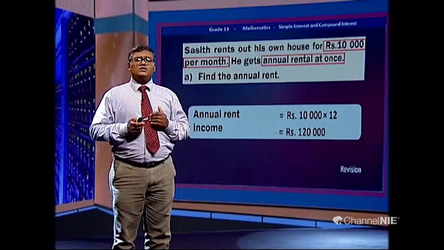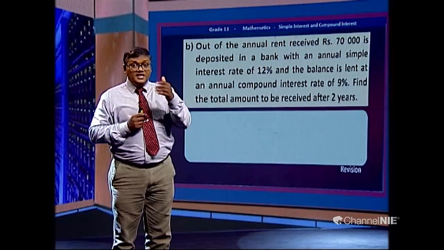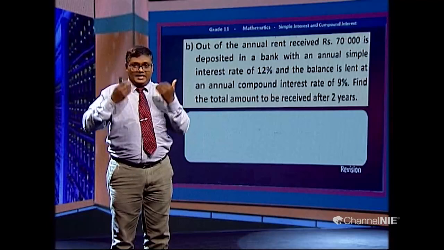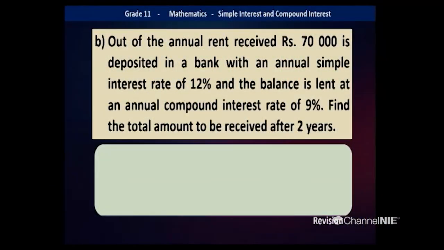Then what he is going to do for that? That is given in the second part. He is going to invest it. Now rent income also can be considered as a sort of investment income. He invested money to build the house. Now again he reinvests. Out of the annual rent received, rupees 70,000 is deposited in a bank with an annual simple interest rate of 12%.